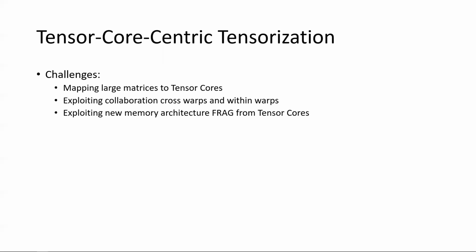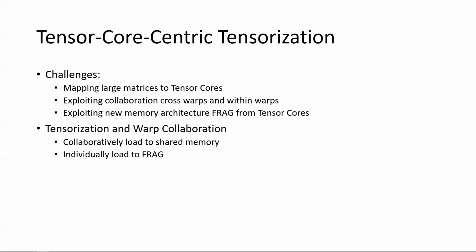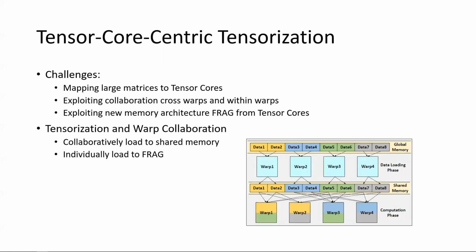Also, we want to explore the collaboration across warps and within warps. We also want to explore the new memory hierarchy architecture called fragment from tensor cores. So first, we have the tensorization and warp collaboration. Our key observation is that there is abundant data reuse opportunities in our workload. So we split the EGEMM workload into 2 phases.